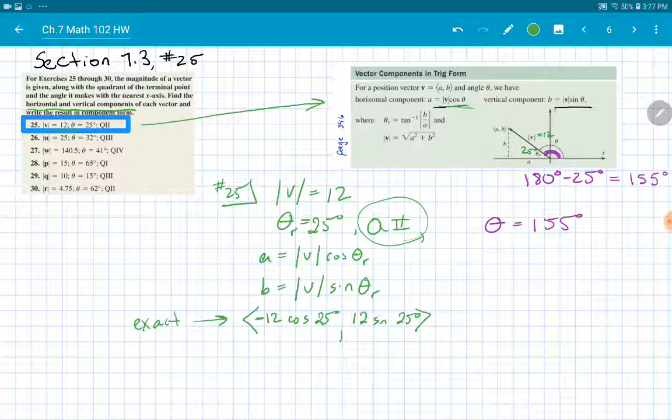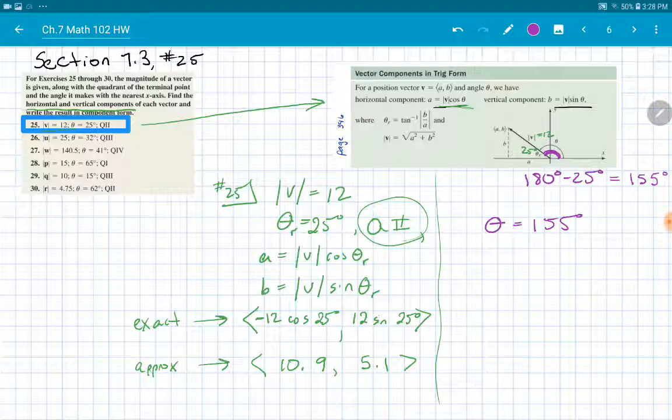And if I use a calculator, then I will find the approximate values just by evaluating that. So that's one solution. Another way to find the same solution is using that purple angle.